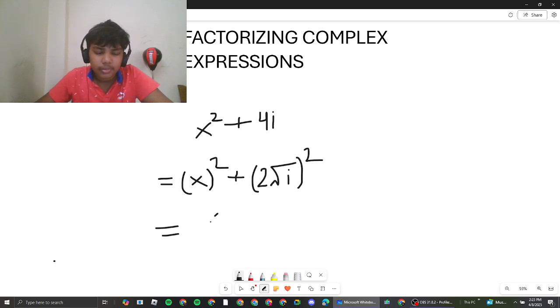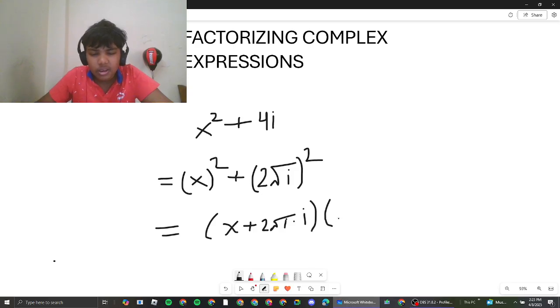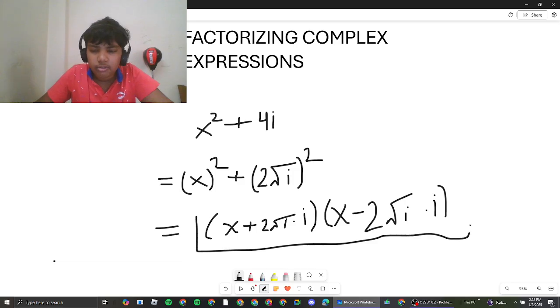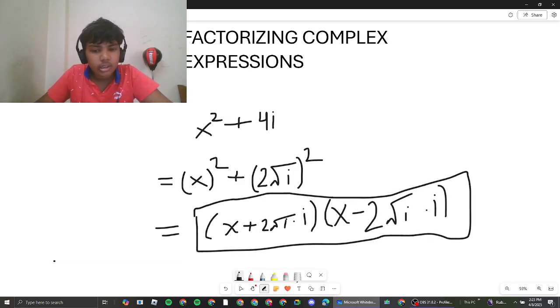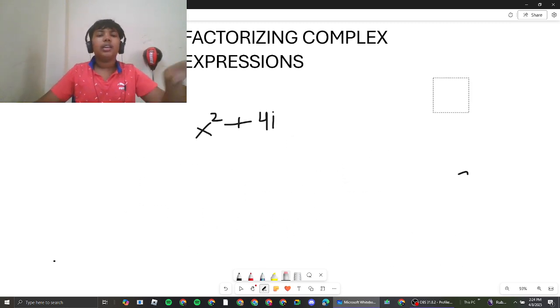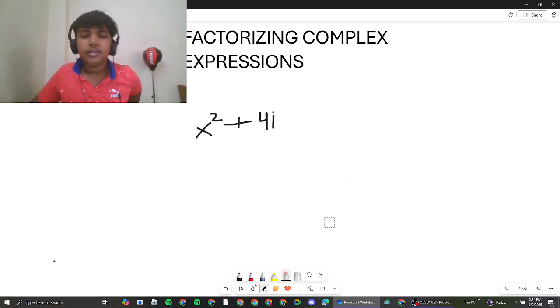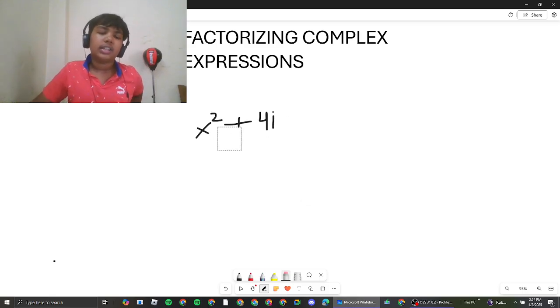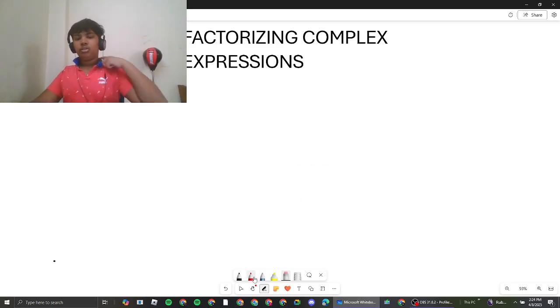And this will just become a plus bi. So a plus, this is the b, 2 times root i, into i, into x minus 2, into root i, times i. But this doesn't turn out very nice because it's a square root. If we solve something like this, we can't use the quadratic formula because this is an i, not x. So it won't turn out well, but I'll show you something that turns out well.